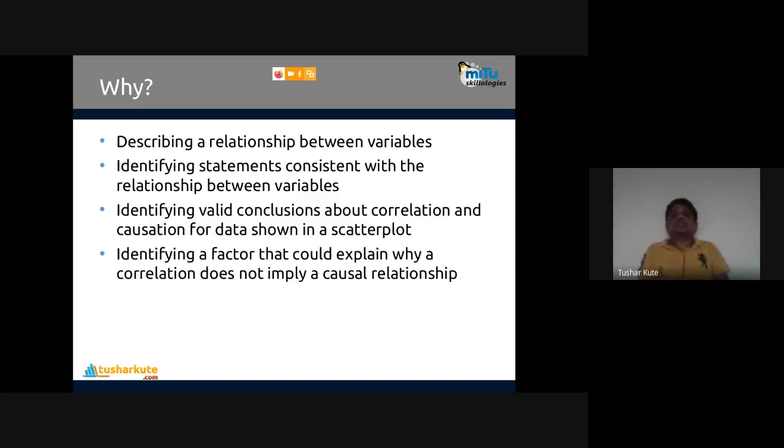The way that we find it is the method of causation. Why has it happened? What is the dependent element present over there that we have to identify? If the dependent element is identified, then the data model can be perfectly created. Identifying a statement consistent with the relationship between the variables, or identifying a valid conclusion about the correlation and causation for the data shown in the scatter plot, like the plot which I have shown, we can conclude from that how they are connected.